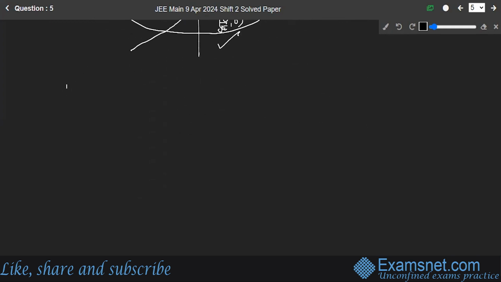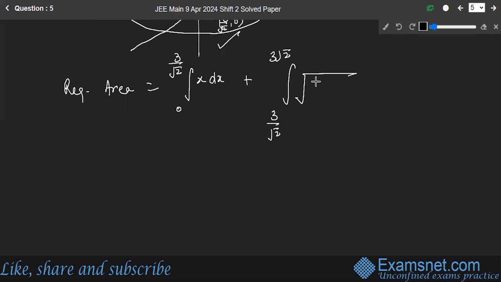Let's rewrite this as the required area: from 0 to 3 divided by root 2 of x dx, plus the area from this to 3 root 2 of 18 minus x square upon 3 dx. Okay, the first one is very easy. This is given by x square upon 2. The limits are 0 to this.